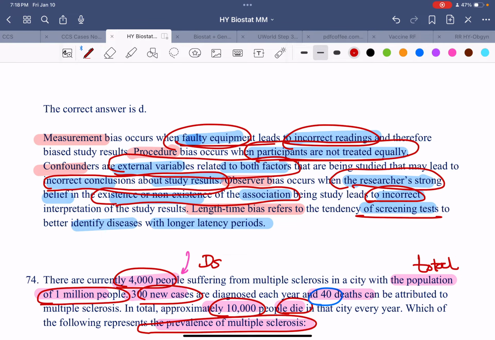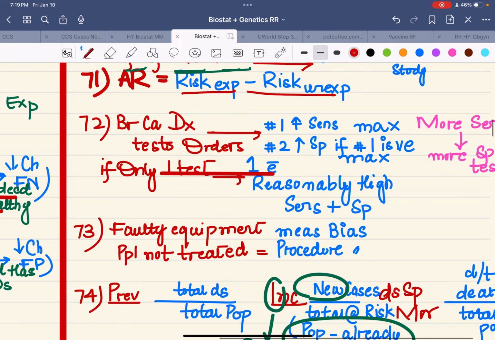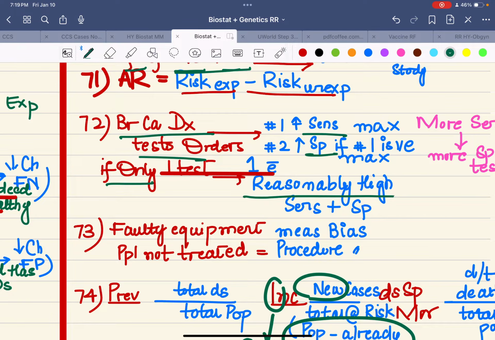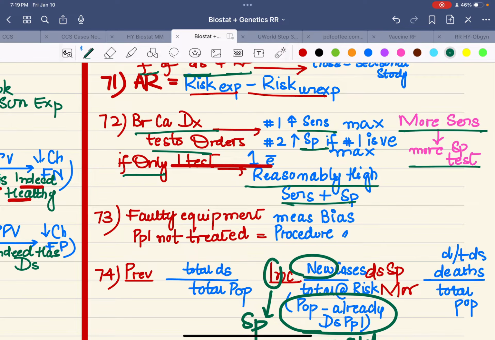Whereas if a screening test is better at identifying diseases with longer latency periods, this is known as length time bias. So if we have a breast cancer diagnosis and we have to look for the test, then we will move from a test which has high sensitivity and then move to one which has high specificity. And if we just have to do one test, then we will choose the test that has reasonably high sensitivity and specificity. So basically we move from a test of high sensitivity to a test of high specificity.